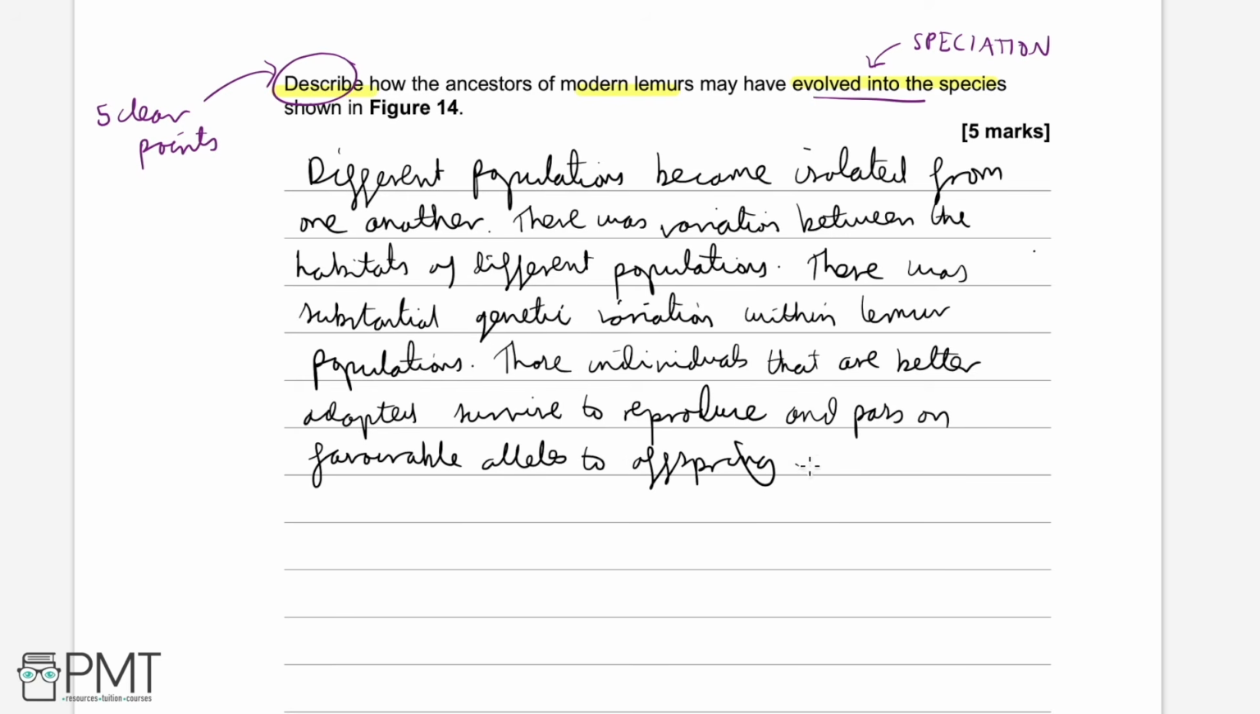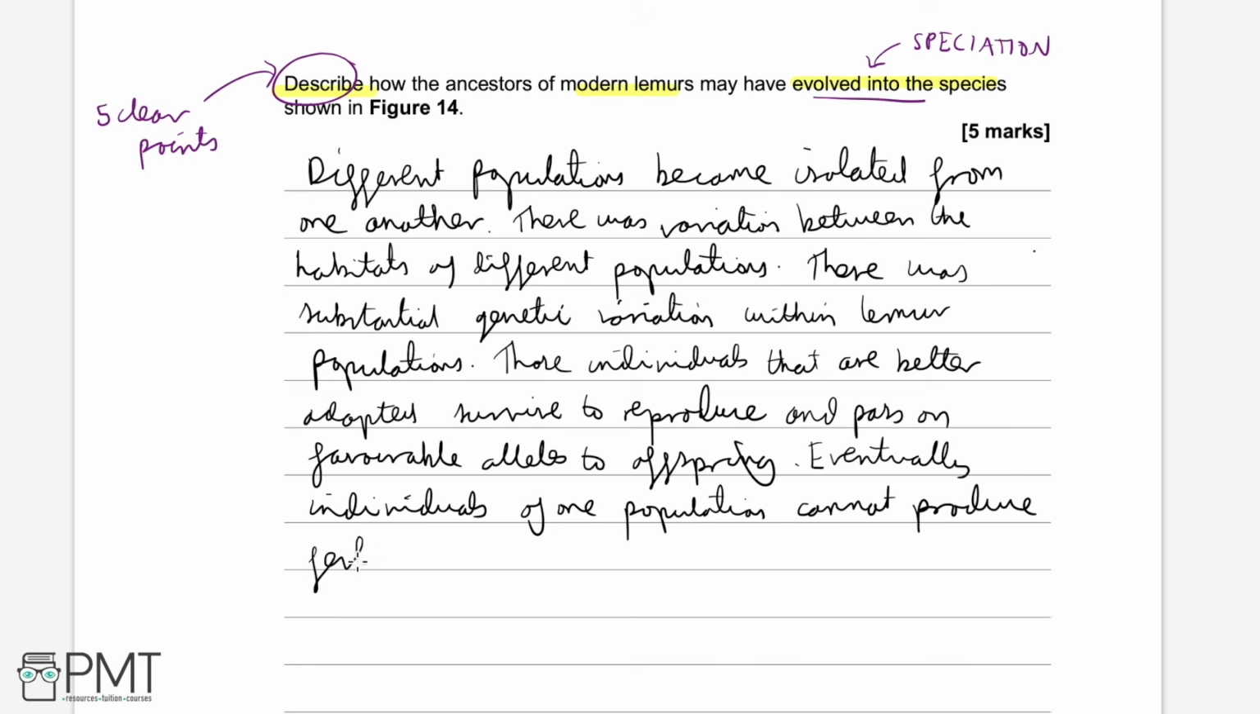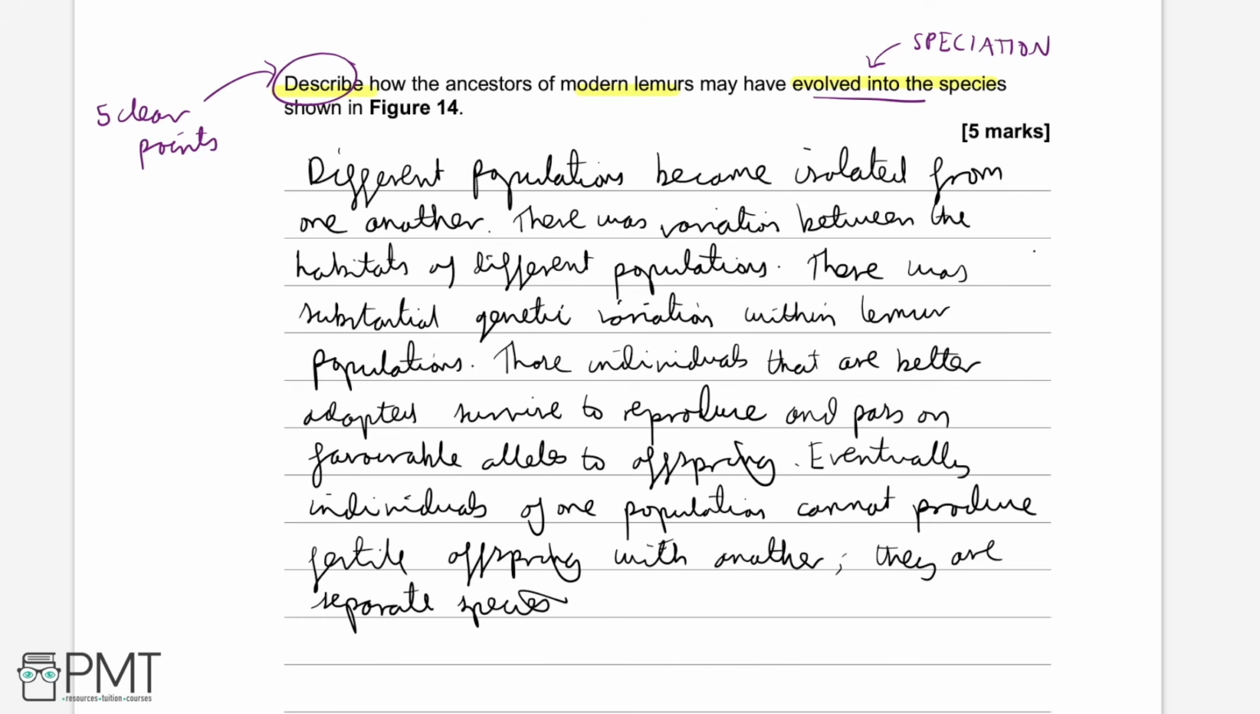Over time, as this occurs, the populations will become better and better adapted to the environment they're in. And eventually, individuals of one population cannot reproduce, as in cannot produce fertile offspring, with individuals from another population. This is the definition of species. Hence, they are separate species. Since for individuals to be of the same species, they must be able to reproduce and produce fertile offspring.